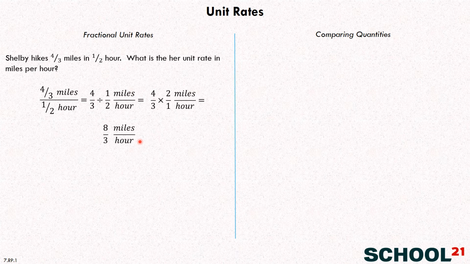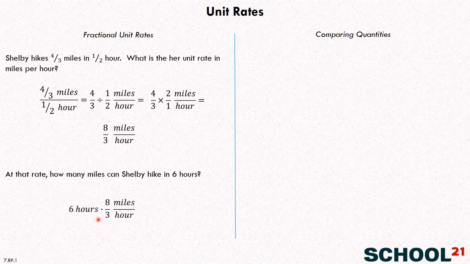Okay. Now, why is that useful? Well, now that we know her unit rate, we can ask the question, at that rate, how many miles can Shelby hike in 6 hours? So in 1 hour, it would be 8/3 miles. In 2 hours, it would be double that. In 3 hours, it would be triple that. So in 6 hours, what would we do with this 6 and the 8/3 to find the answer? You would multiply 6 by 8/3. Very good. So we can say, 6 hours times 8/3 miles per hour.